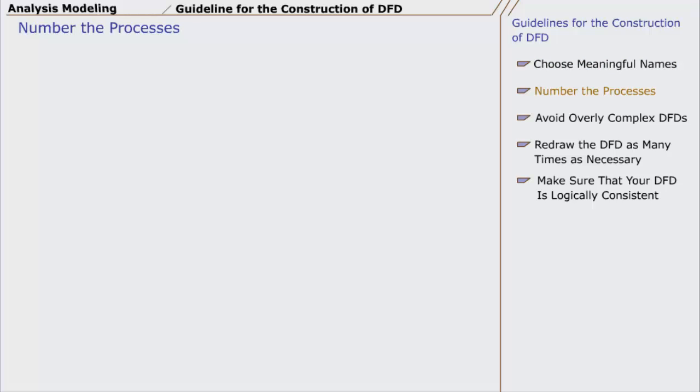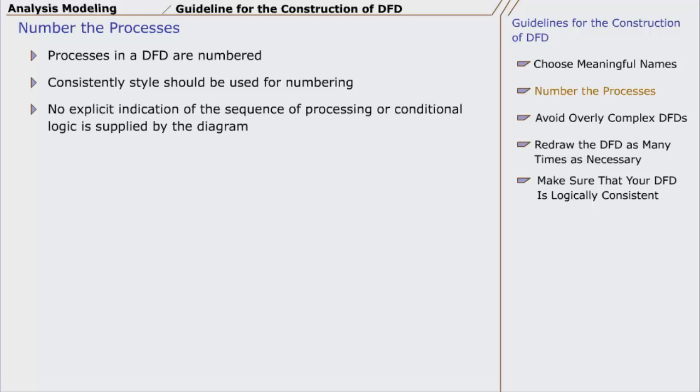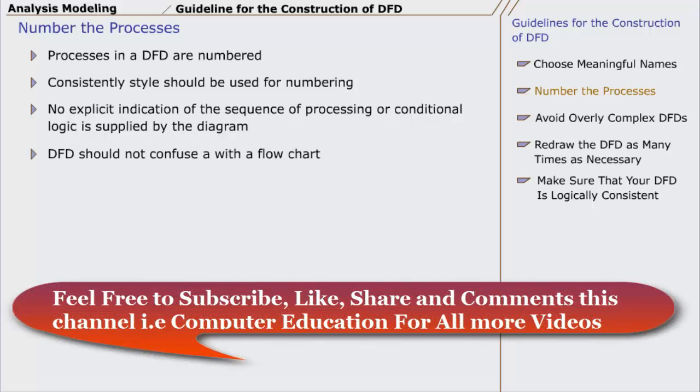Number the processes. As a convenient way of referencing the processes in a DFD, most system analysts number each bubble. It does not matter how you go about doing this, left to right, top to bottom, or any other convenient pattern will do, as long as you are consistent in how you apply the numbers. It is important to note that no explicit indication of the sequence of processing or conditional logic is supplied by the diagram. Procedure or sequence may be implicit in the diagram. Thus, one should not confuse a DFD with a flowchart.